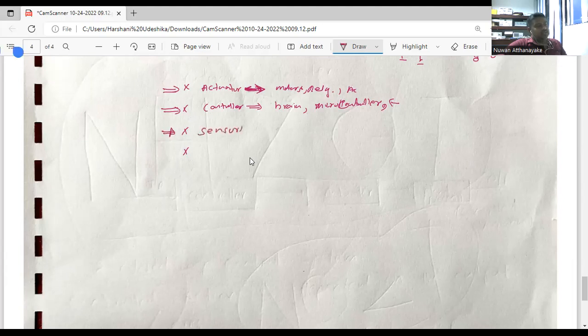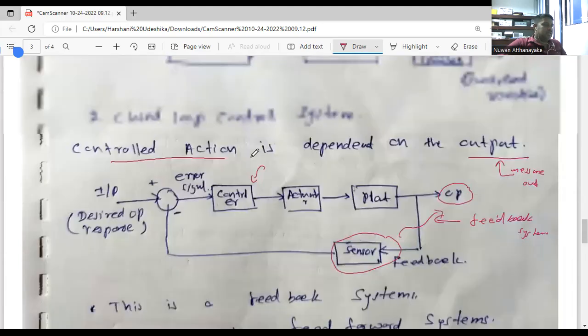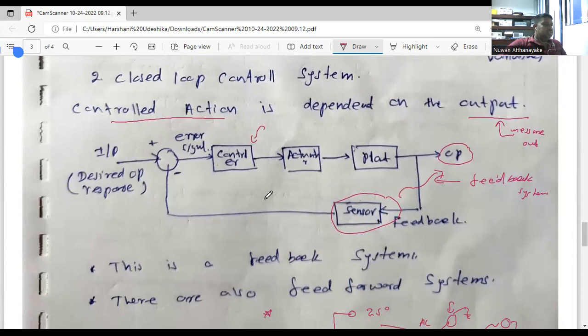And we should have sensors. You already know the sensors. They are used to get the input data, so those are input transducers. And you can see that in the closed loop control system, there is another element, this one. Actually, we call this a summing junction. It works algebraically.